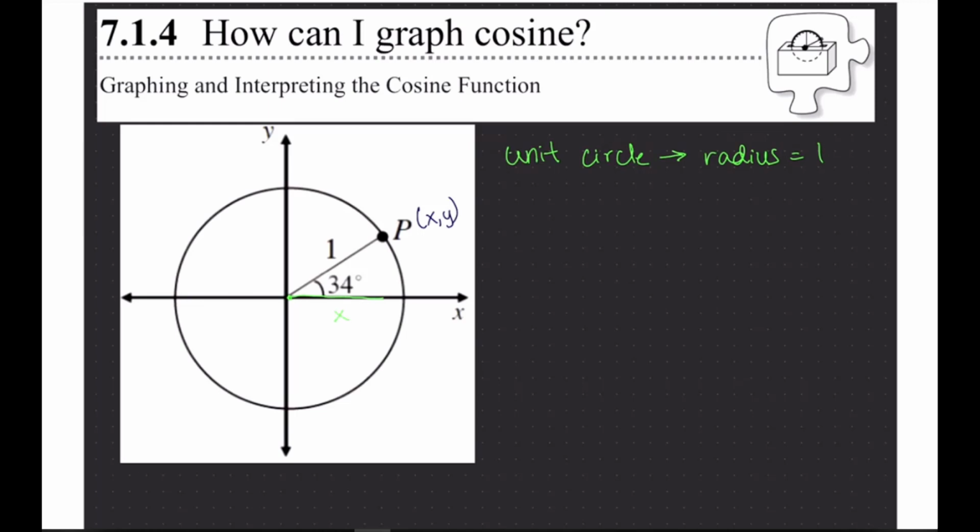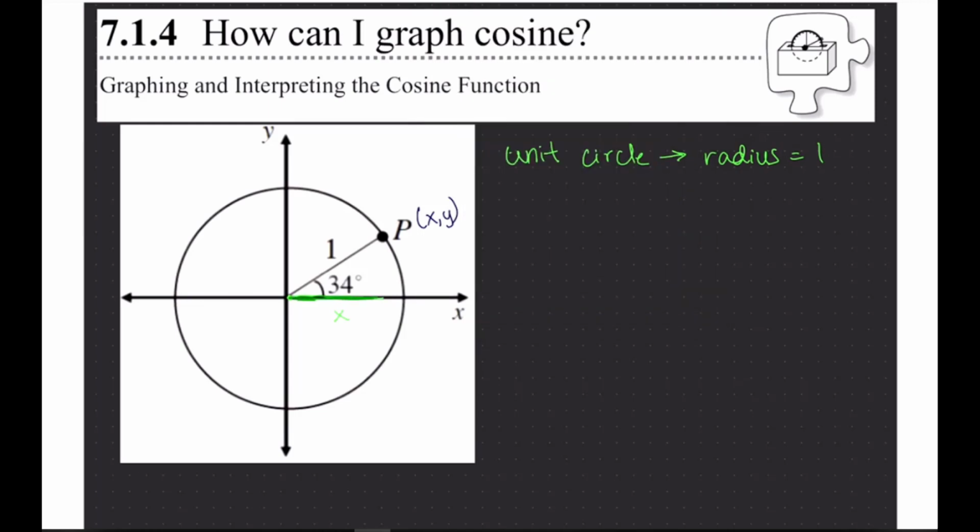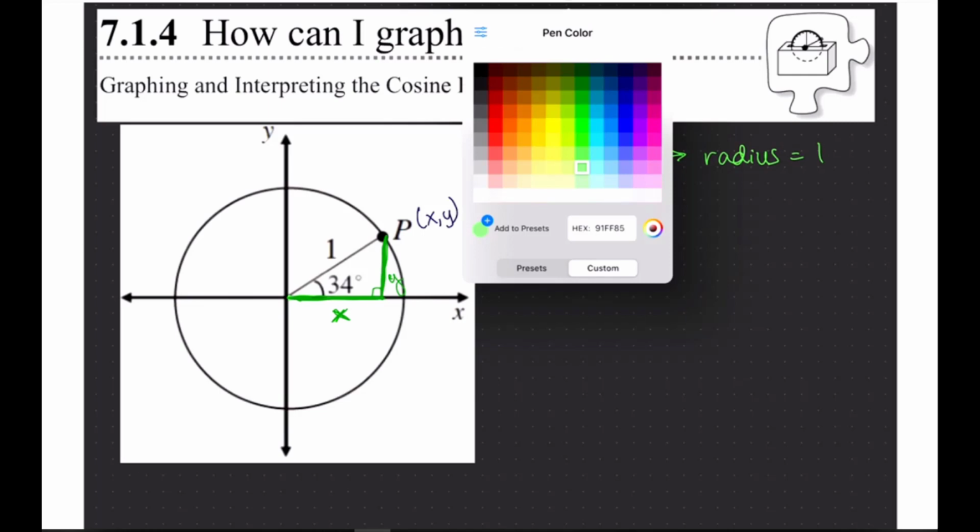So I went over some distance of x, and then after I went over some distance of x, I went up a distance of y, right? And I made a cute little right triangle. And we know a lot of good stuff about right triangles, don't we? So if I were to draw that little right triangle over here onto the side, right?